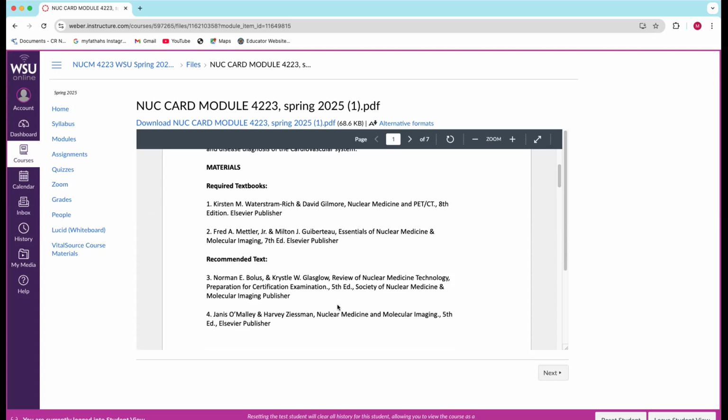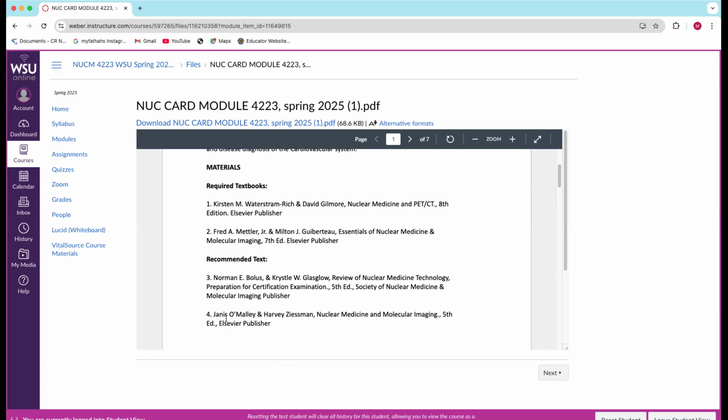I'm listing it on there, and in the module, I make reference to it so that if you already have it, that's the one right there, Joe. Thank you. Yeah, Joe's holding it up right now. That review of nuclear medicine technology. So if you have that, great, you can reference it. It's got good information in there. But again, I don't want you to stress out if you don't have it.